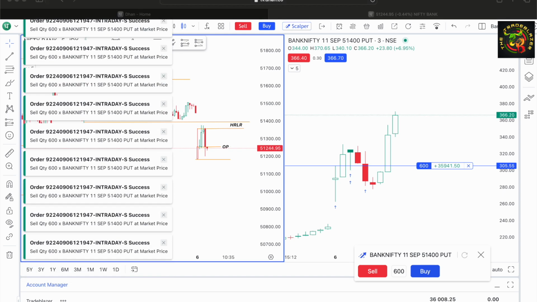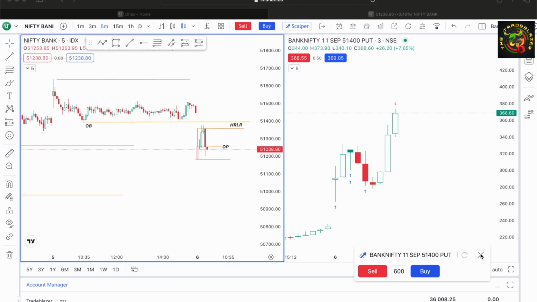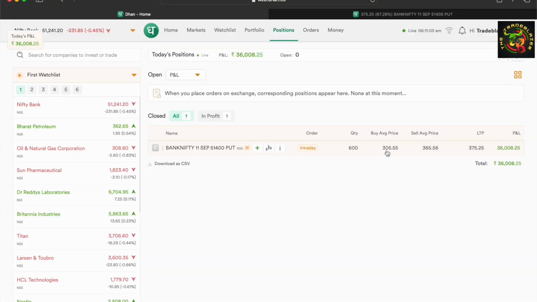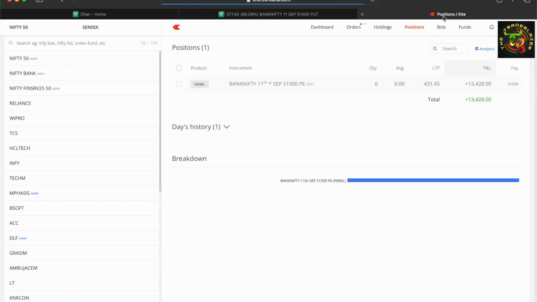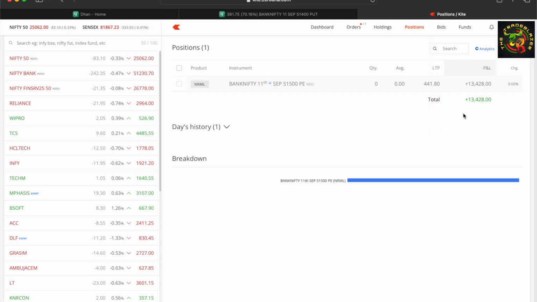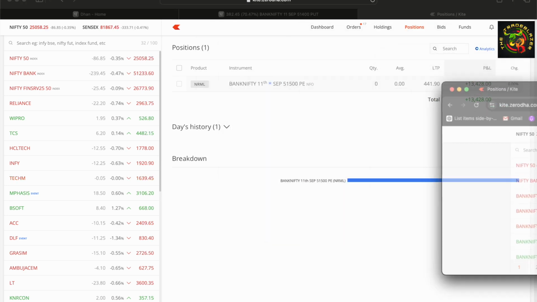Yes, exited the trade here, guys, all 600 quantity, and I have exited the other two trades as well in the other two accounts. 36,000 of profit in Dhan, and in Zerodha I made a profit of around 13,000 change. And today I have traded in one more account, a Zerodha account.